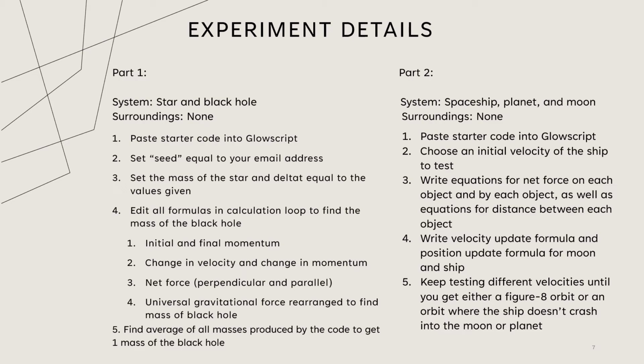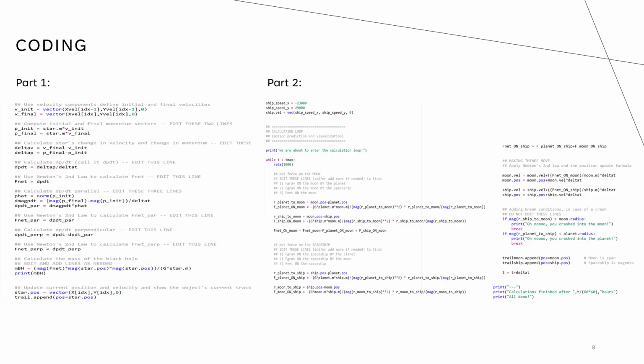For the coding, on the left is my coding for Part 1, which shows the calculations used to find the mass of the black hole, and on the right is my coding for Part 2. It shows the calculations for the net force on the moon and the net force on the ship, as well as the position and velocity updates for both of them to keep them in motion.